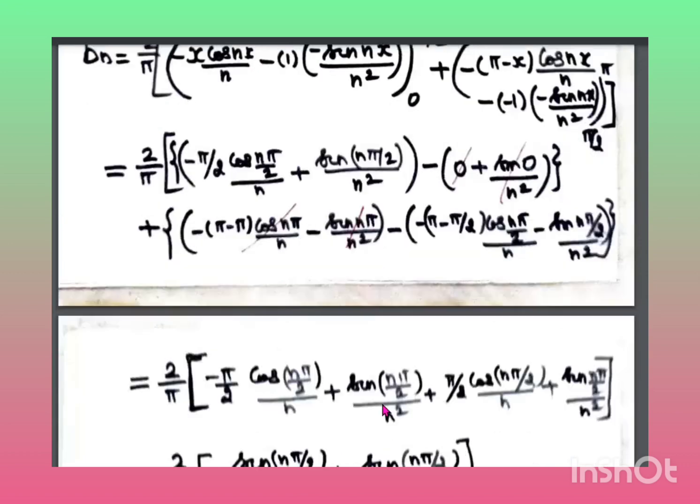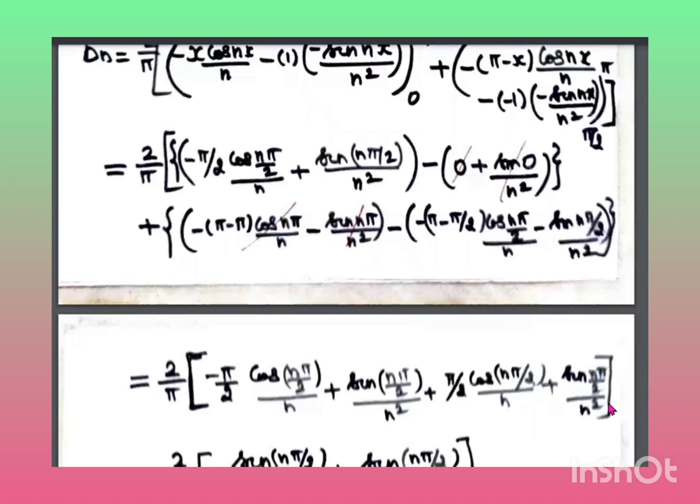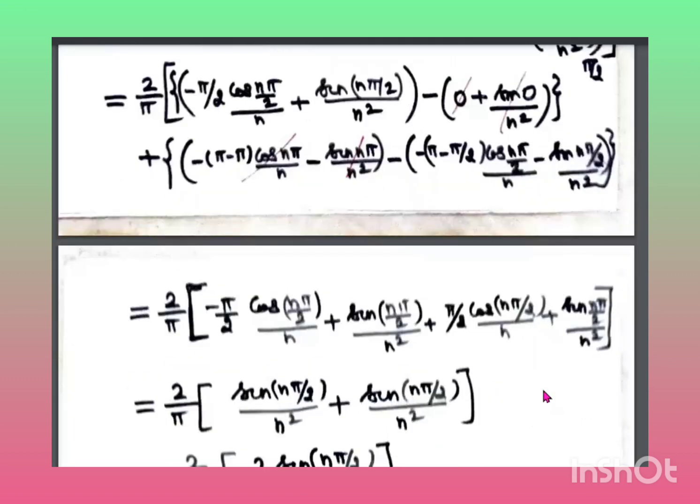2 divided by pi times minus pi by 2 cos n pi by 2 divided by n plus sin n pi by 2 divided by n square, plus pi by 2 cos n pi by 2 divided by n plus sin n pi by 2 divided by n square. Which terms will be cancelled? The first and third will be cancelled, because one is negative and the other is positive, with the same term.